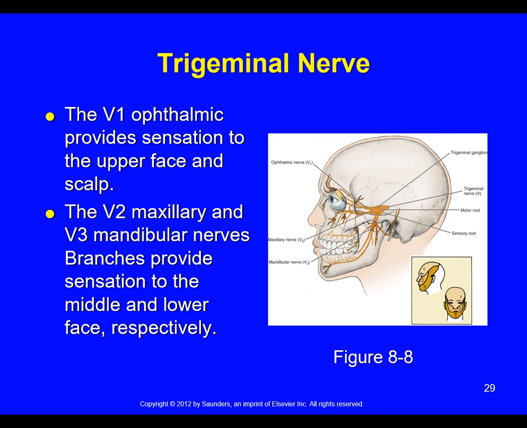The V1 branch is the ophthalmic, and it provides sensation to the upper face and scalp. The V2 provides sensation to the maxillary area, and then V3 to the mandibular area. Take a look at this picture over on the lower right with the 1, 2, 3. Number 1 is V1 at the top of the face, the upper face. V2 is that mid face where the maxillary area is, and then V3 is the lower face. So keep that picture in mind as we're talking about the trigeminal nerve.